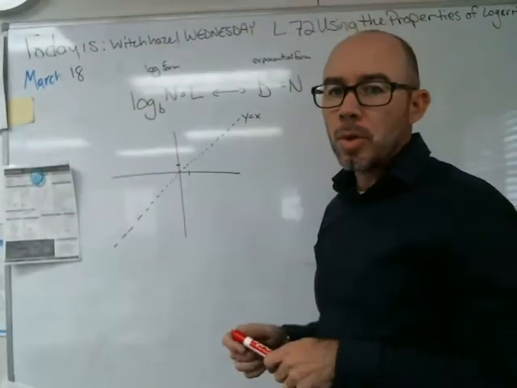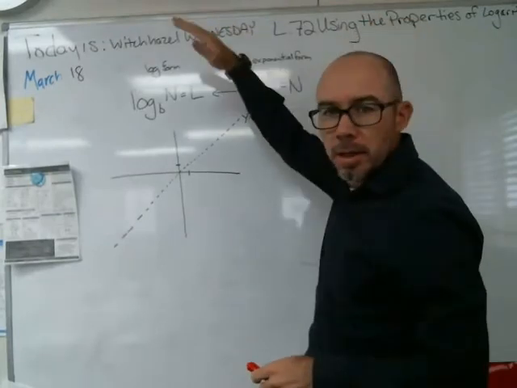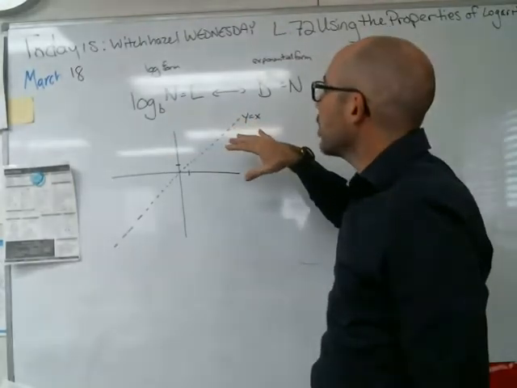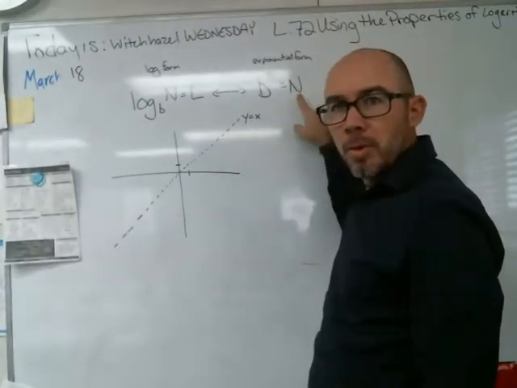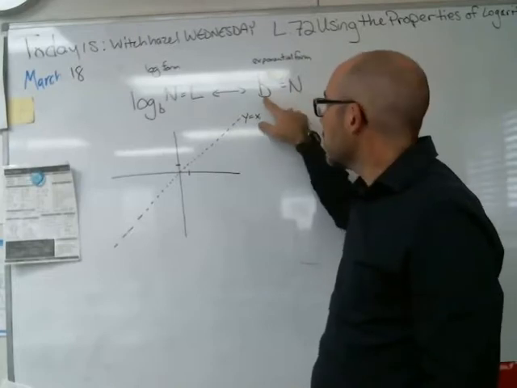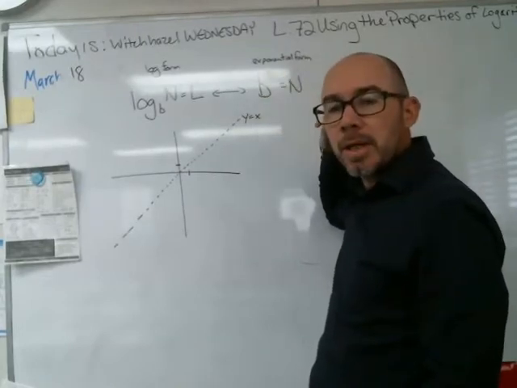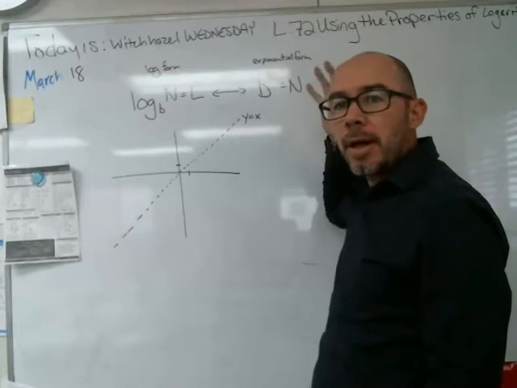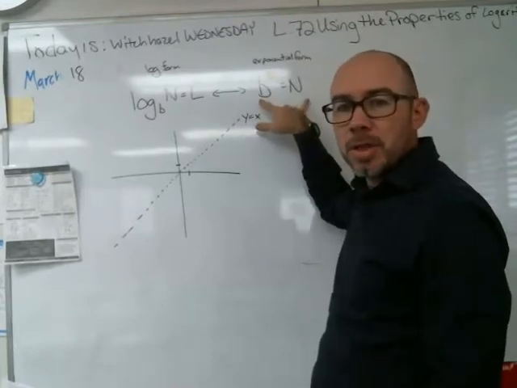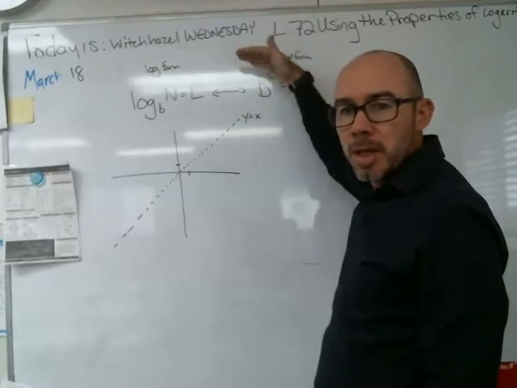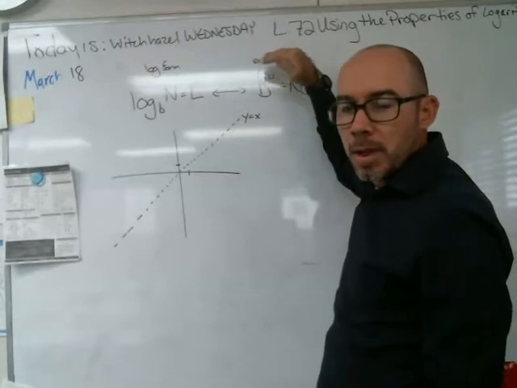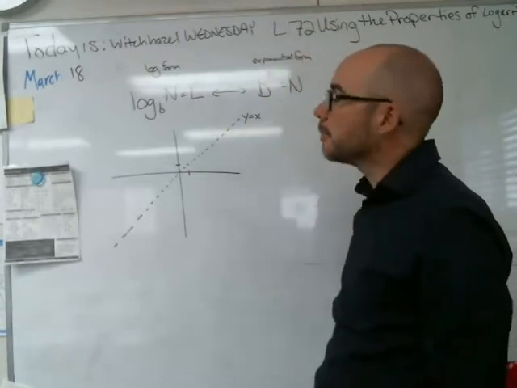Okay, so just in review, we've got 2 different forms for the same basic type of thing. We can have some number, like a big number, that we would rather write as a smaller base to a power. That makes it a lot easier for us to play around with it. So this is called exponential form. We've been using exponents. This is b to the L equals n. L for logarithm, n for number, b for base.